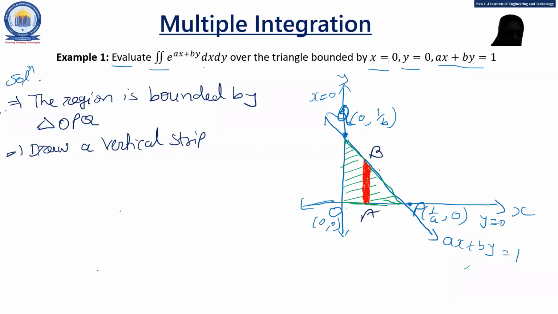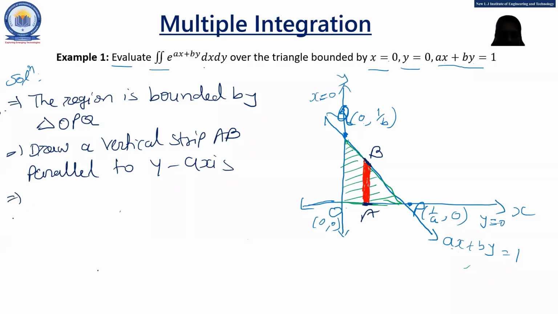This is my vertical strip AB, parallel to the y-axis. It means this vertical strip starts from the x-axis and terminates on this line. This line is what? ax + by = 1.